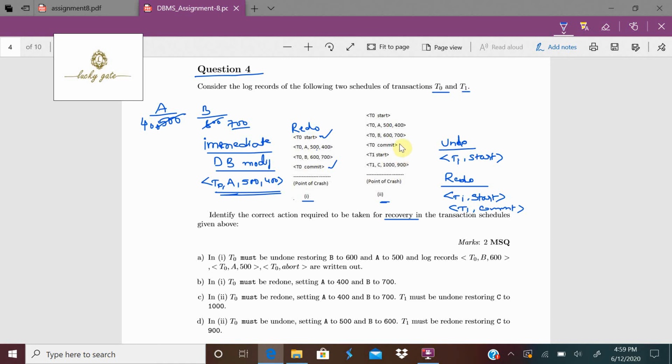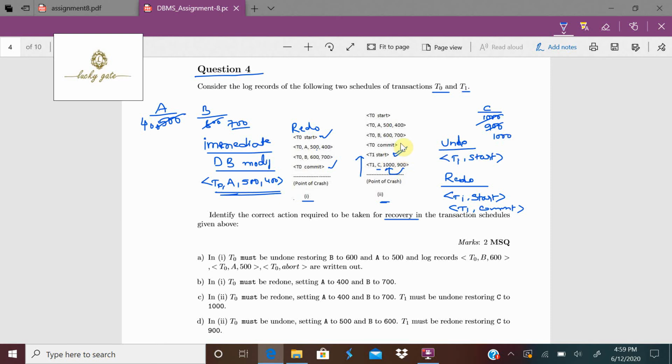Now check for the second case. Here when you scan the log backwards, it finds only a T1 start but no T1 commit, so T1 is to be undone. Now what T1 does: T1 updates the value of C from 1000 to 900. Undoing the T1 transaction requires that 900 be changed back to its old value, 1000.